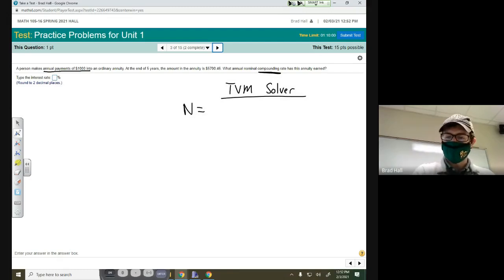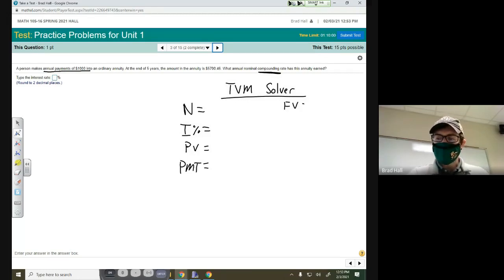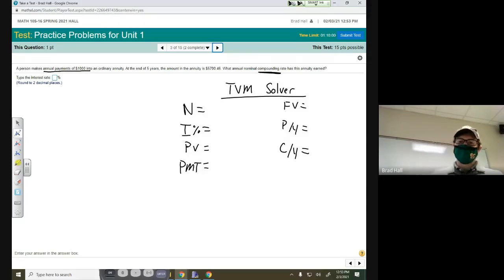Which means we go through all of the different values again. FV, and there's PMT, FV, P over Y, C over Y. And so the motivation for using the TVM solver was exactly the $1,000 annual payment. That immediately tells us that PMT is negative 1,000. Remember, PMT is always negative.